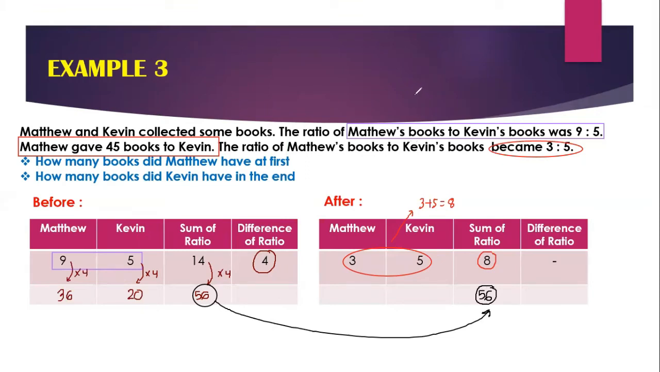Okay, next. Now we have the new ratio for the sum of the ratio: 8 to 56 means times 7. By the same way, times 7 here. So we'll find here 21 for Matthew, and 5 times 7, 35 for Kevin. Is it done? Okay, good. Next.